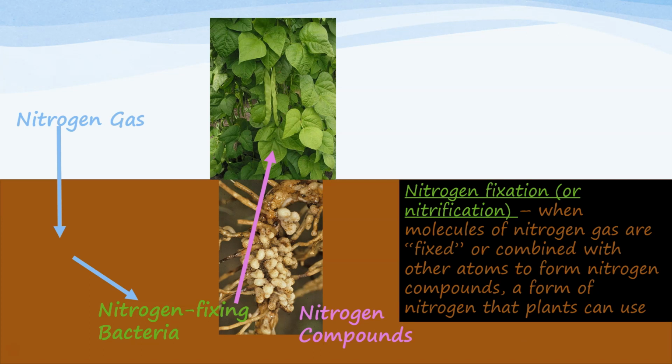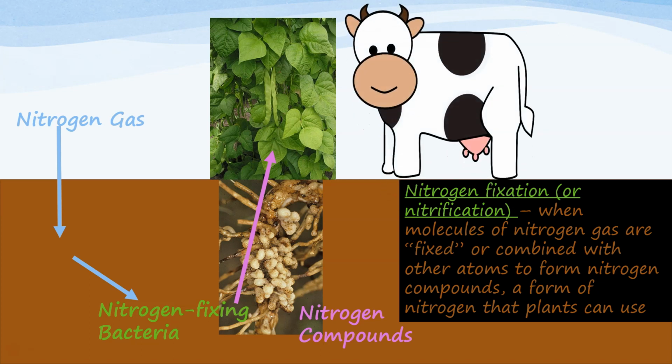This process takes place when nitrogen-fixing bacteria on the roots of plants take in nitrogen gas from the soil and fix the nitrogen, or combine it with other atoms to form nitrogen compounds, which are a form of nitrogen that plants can use. Once the nitrogen is inside of plants, animals can get the nitrogen that they need from eating those plants. But what about other plants that don't have nodules of bacteria on the roots? How do they get nitrogen?